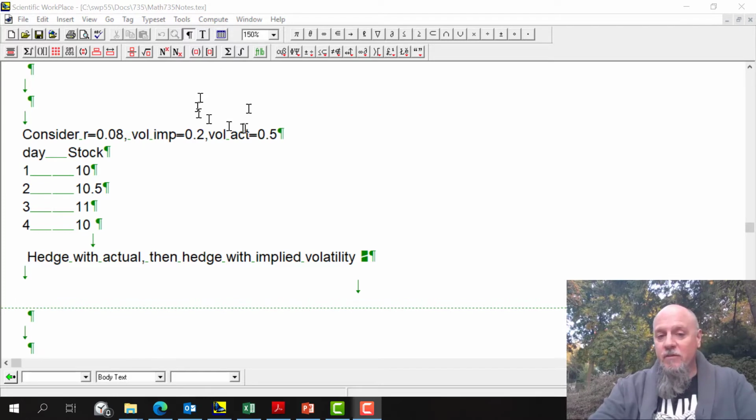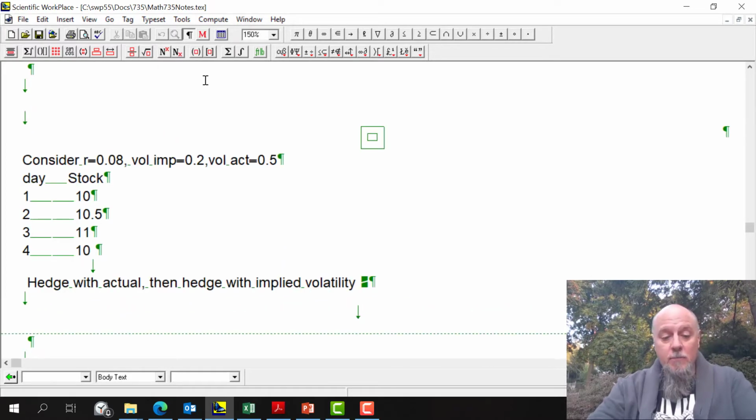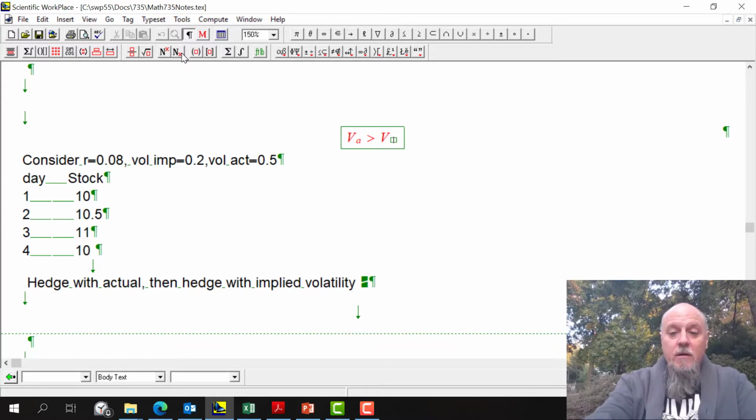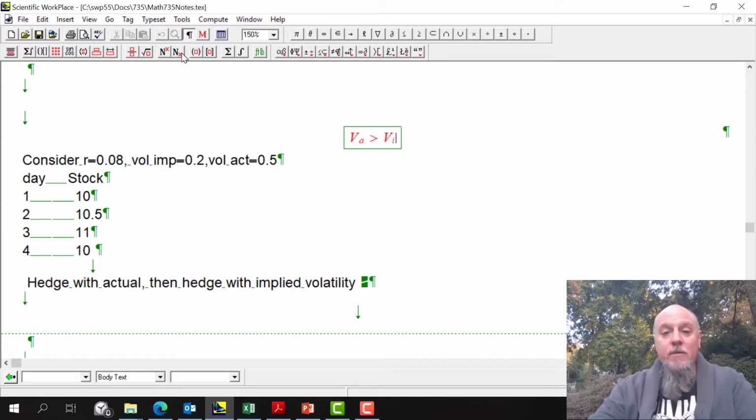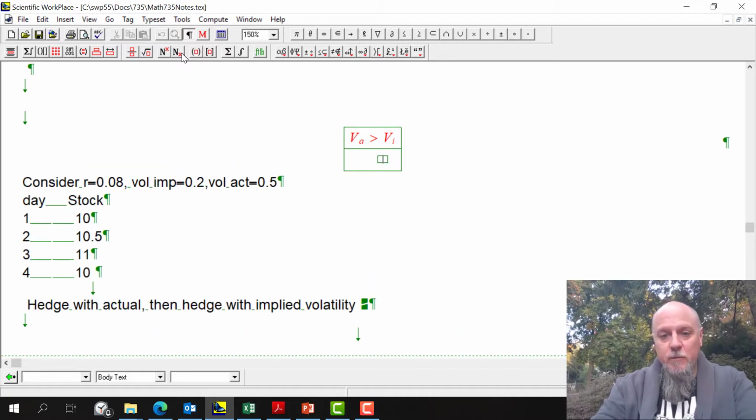So the actual volatility is greater. So we think that the value of this call option using the actual volatility is greater than the value using the implied volatility, greater than the market price. So we want to buy them. They're selling too cheap. Of course, we don't just want to buy them on our own without hedging, because we would take a risk.